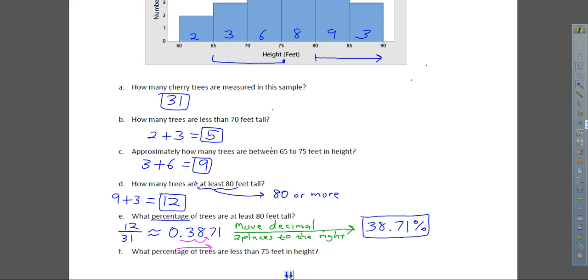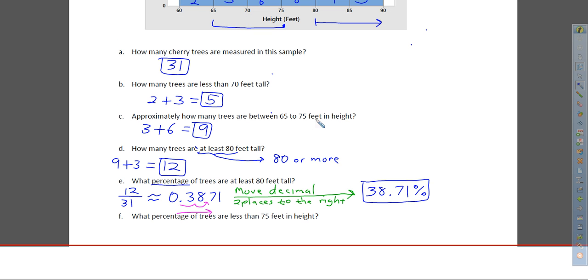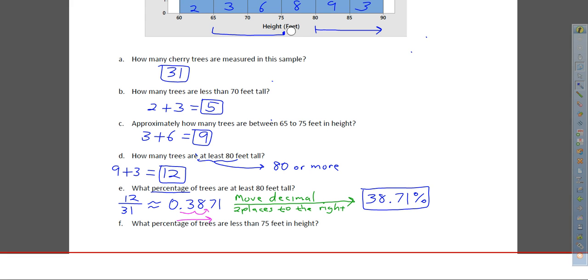All right, last one. What percentage of trees are less than 75 feet in height? So less than 75 feet, well, same thing, we're doing percentages. We already know there's 31 trees, and of those 31 trees, how many are less than 75? So here's our 75. Going to the left, how many are to the left? We have 2, 3, and 6. So I'm going to add those up. 2 plus 3 plus 6. That'll give us 5, 6. This will give us 11. So we have 11 out of 31.